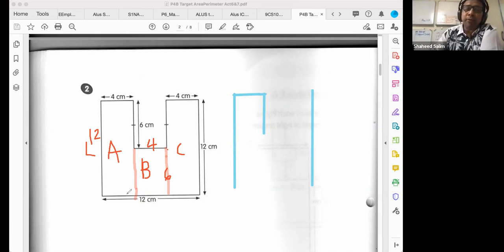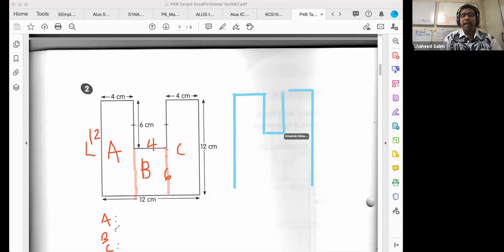Okay, Naomi, come. Find the area of A, the area of B, the area of C, and then add all of them up together. Same thing, Amara. You know what to do, right? Formula, Amara. The formula for area is length times breadth. Okay, so I will label this, okay? You can start doing so.